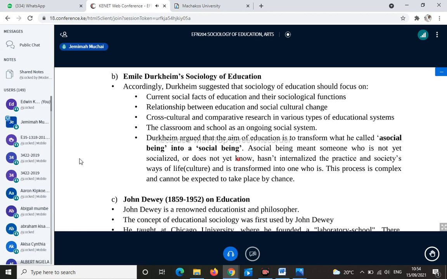Another one is the classroom and school as an ongoing social system. We said last week that the classroom is a small society. The school is also a small society.